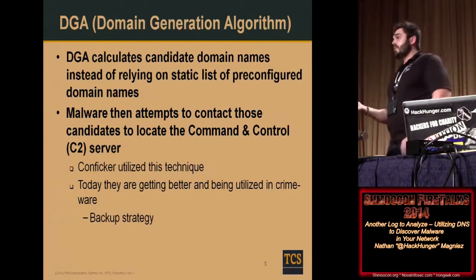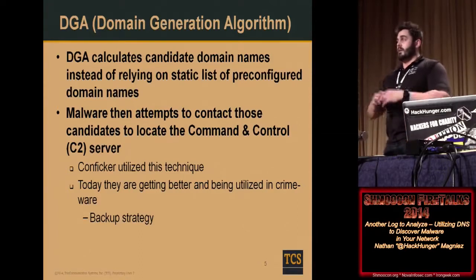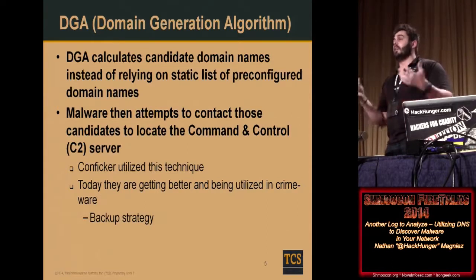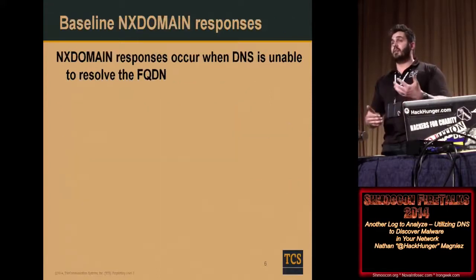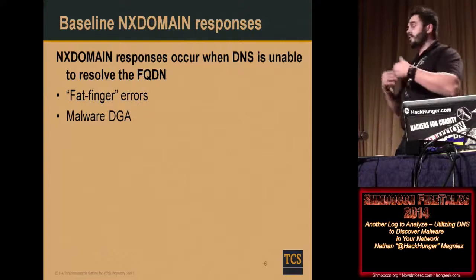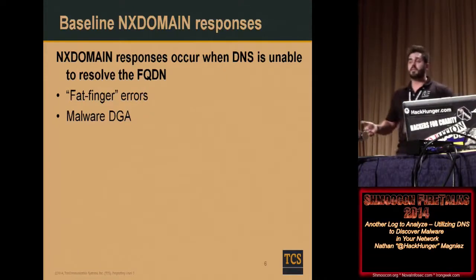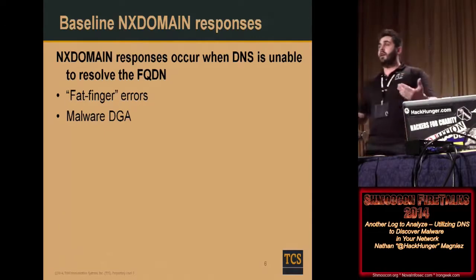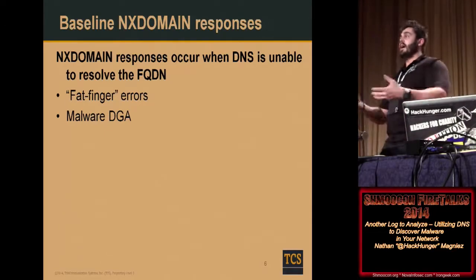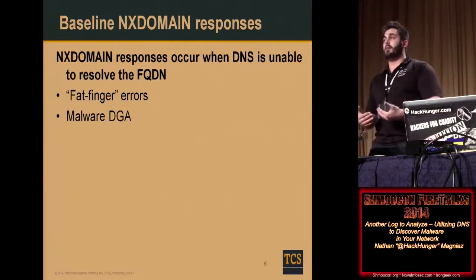Conficker specifically utilizes this technique as well. It's being adopted by other malware as a backup strategy, and basically to get around the blacklisting of a static list of IP addresses that contact command and control servers. Like I talked about before, NX domain responses are commonly a result of fat-fingering something. So, I type google.com with 3 O's. It comes back, I cannot resolve that because it's not a valid domain, or a fully qualified domain name, FQDN.